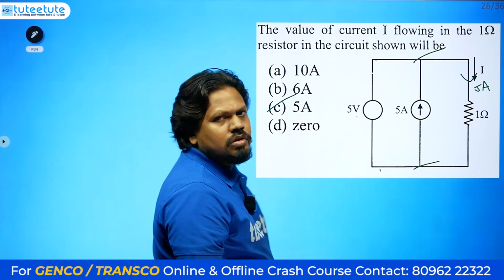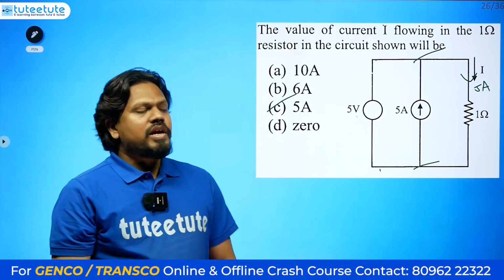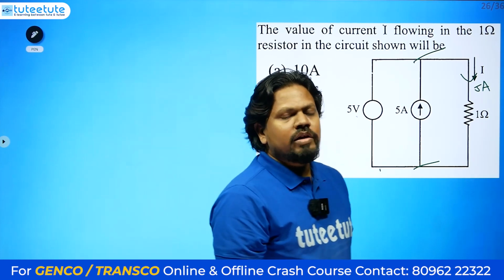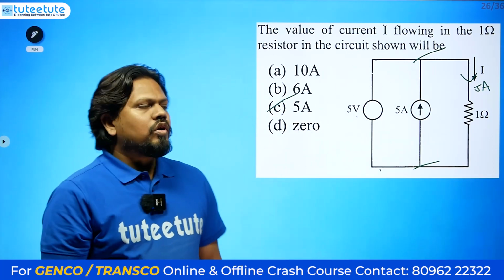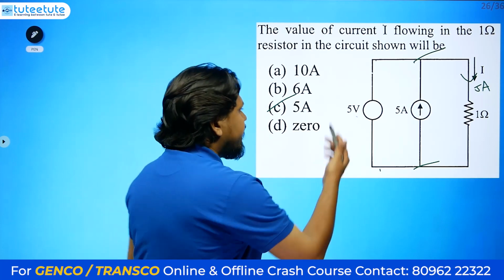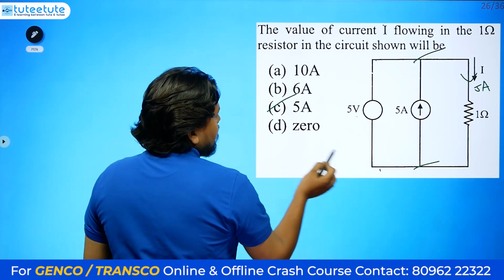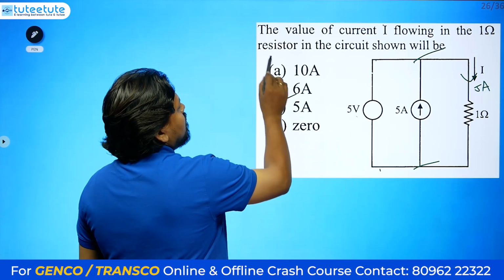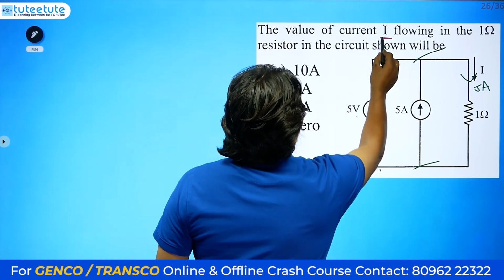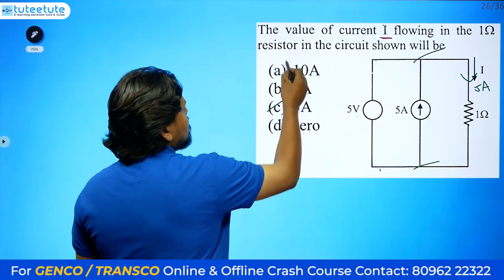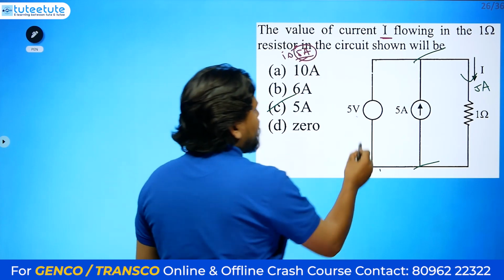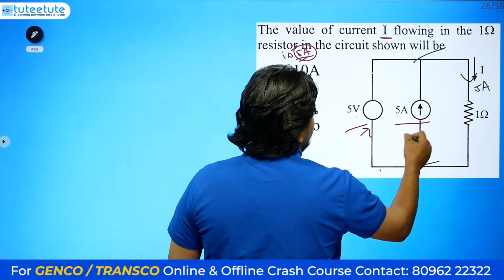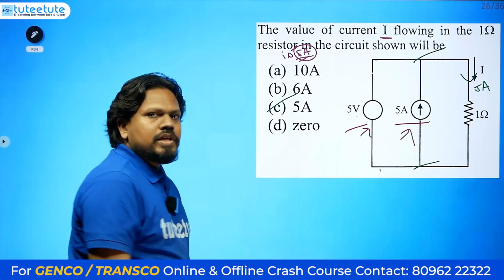We can go to the next question. This kind of question is already over. Important model only, this kind of questions are already over. So what may they give now from this question? The extension of this question is that they will only give the current. Otherwise, the current flowing in the 1 ohm resistor is 5 amperes. What is the contribution of the 5 volt source and what is the contribution of the 5 ampere source? They will ask like that.